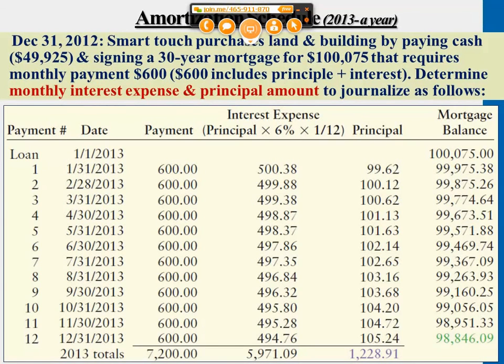Let's take a look at an example here. The upper title shows Amortization Schedule 2013. We'll just read the first box here. If we not look at the amortization for a minute, the first box tells you the problem here. December 31st, 2012, Smart Touch Company purchases land and building by paying cash and signing a 30-year mortgage for $100,075. Just up to this point, can you tell me how to journalize this entry?